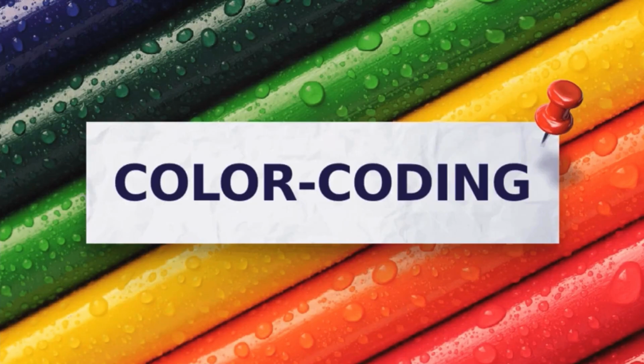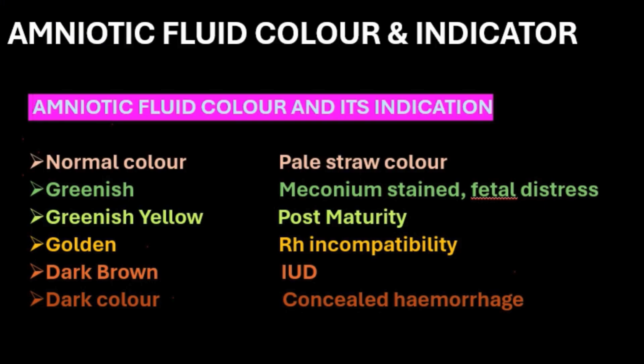Next method is color coding, one of the important memory techniques. Here you can see the color coding, amniotic fluid color and indicators. The normal color of amniotic fluid is pale straw color. Now I added the color according to the stage.